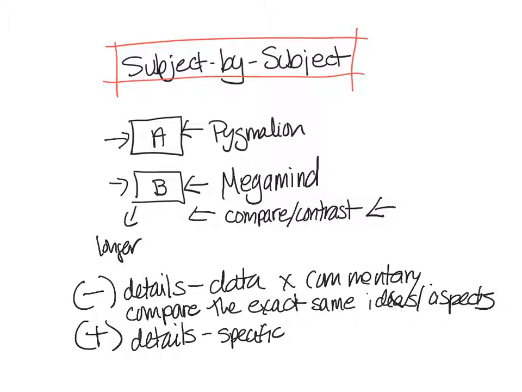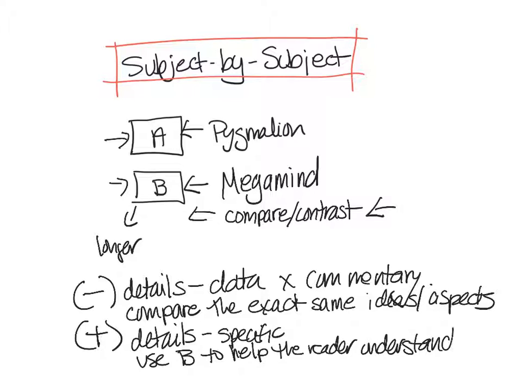It's also really effective when you want to use B to compare with A. So B is being used to help illuminate the A topic. In this case, I'd be using Megamind to help me understand more about Pygmalion. So I might be talking about how society sees us, and how that can change how we view ourselves. So that's just one example.